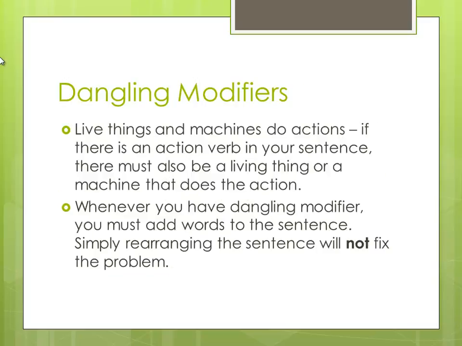So, thinking back about dangling modifiers. Live things and machines do actions. If there's an action verb in your sentence, you need something that could perform that action. Whenever you have dangling modifiers, you must add words to the sentence versus just changing them around.